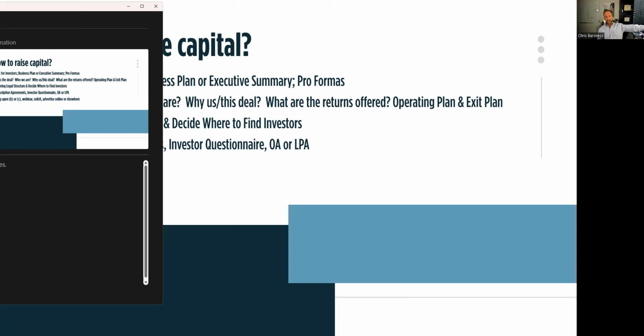And a PPM is basically an expanded business plan with all of the risk disclosures in there. So it's going to tell you all the things about securities law disclosures. These are restricted stock that you're buying. You're not going to be able to transfer it. You're not going to be able to sell it. There's no market for this. Here's all the risks involved in investing.